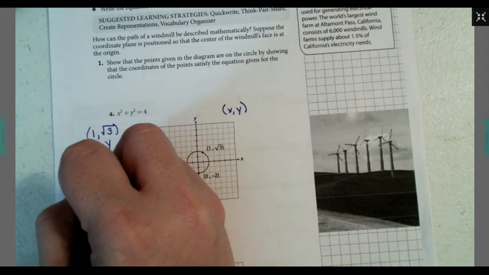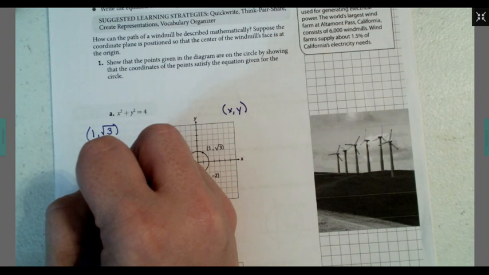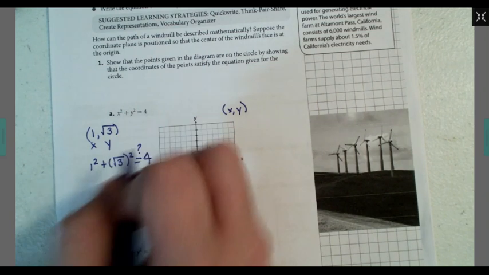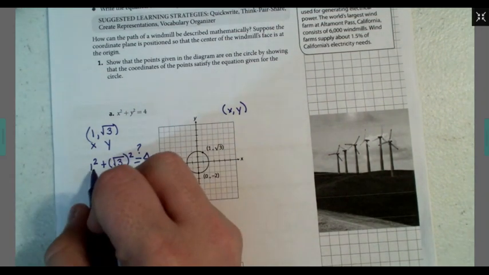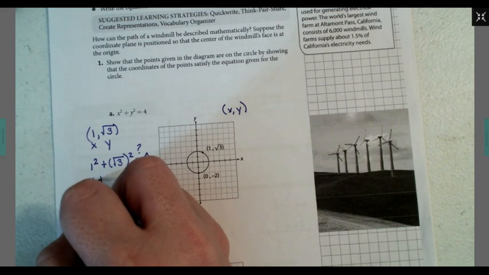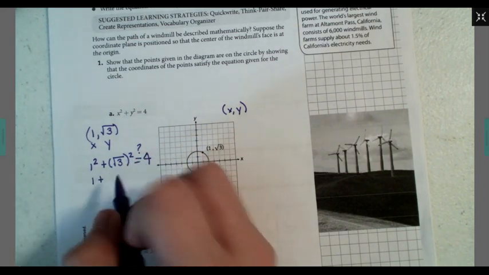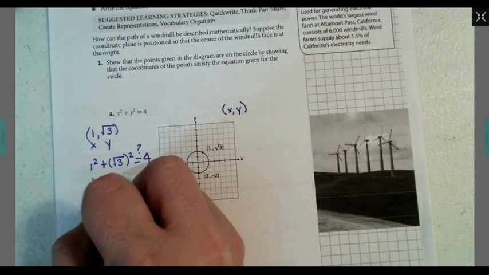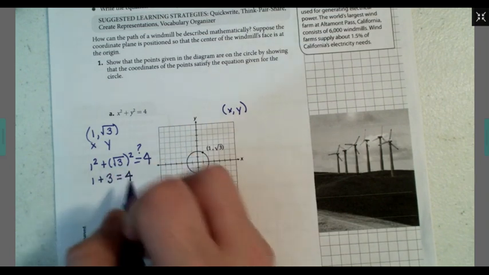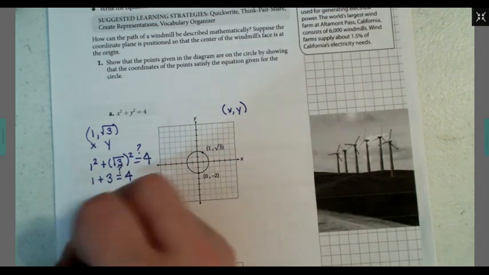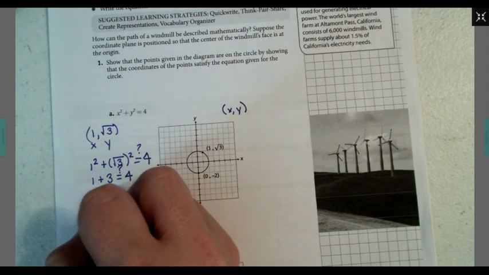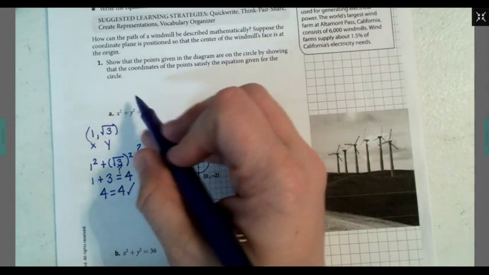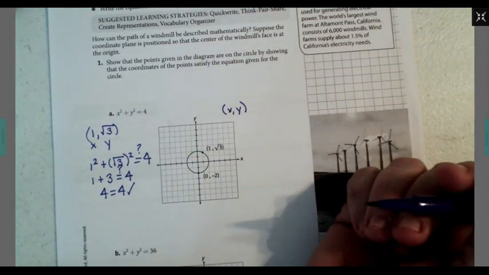1 squared plus the square root of 3 squared. And we want to know if this equals 4. This is questionable right now. Well, 1 squared is 1. The square root of 3 squared would be the square root of 9, and the square root of 9 is 3. And I want to know, does that equal 4? Yes, 1 plus 3 does indeed equal 4. So this checks out. So this ordered pair is on this circle, or satisfied by that equation.